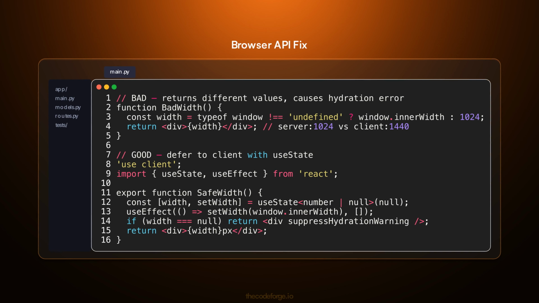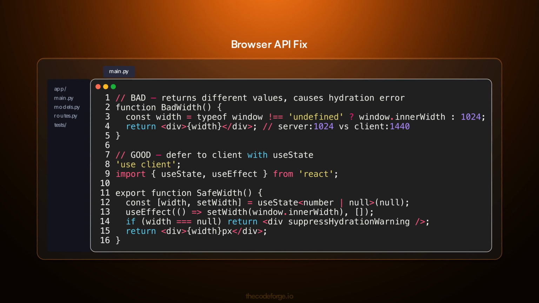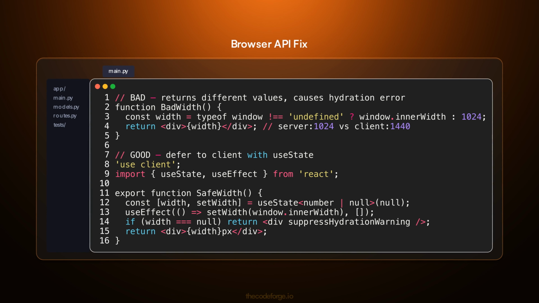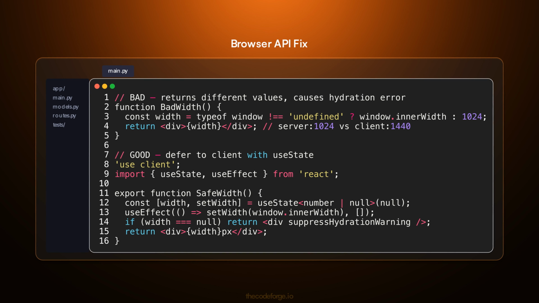Here's the bad pattern: using typeof window to conditionally return a value. The server gets 1024, the client gets 1440, a mismatch. The good pattern uses useState with a null initial value, then updates in useEffect. On the server, it renders a placeholder. On the client, it sets the real width after mount.